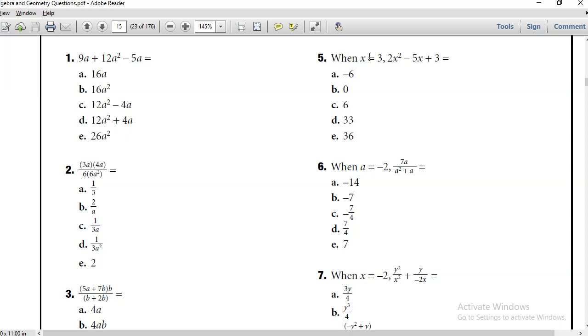So here, x is equal to 3 and we have the expression 2x square minus 5x plus 3. We have to find the value of this expression. That means we have to simply put the value of x in the given expression.